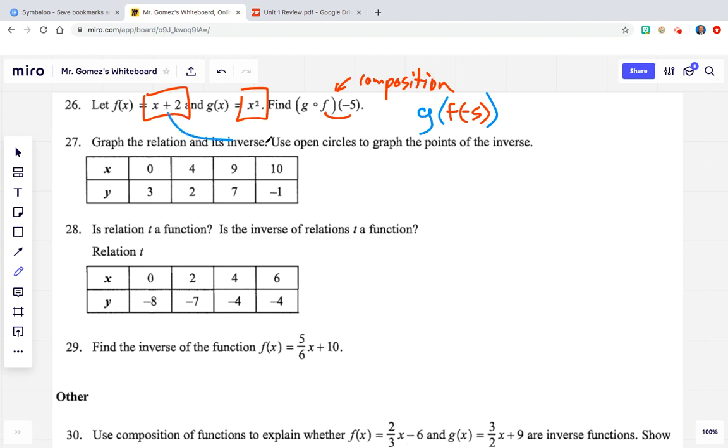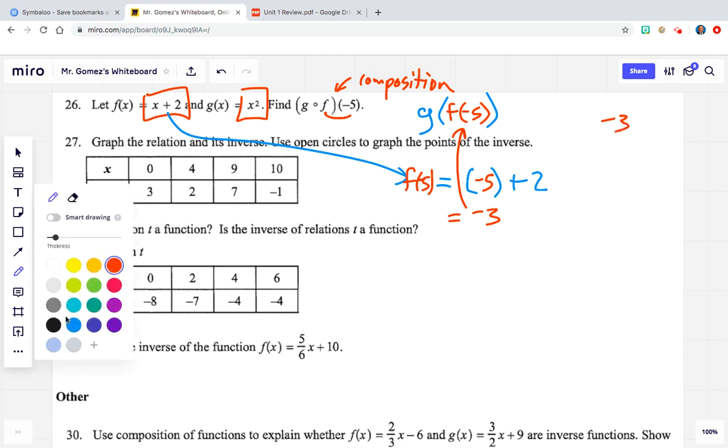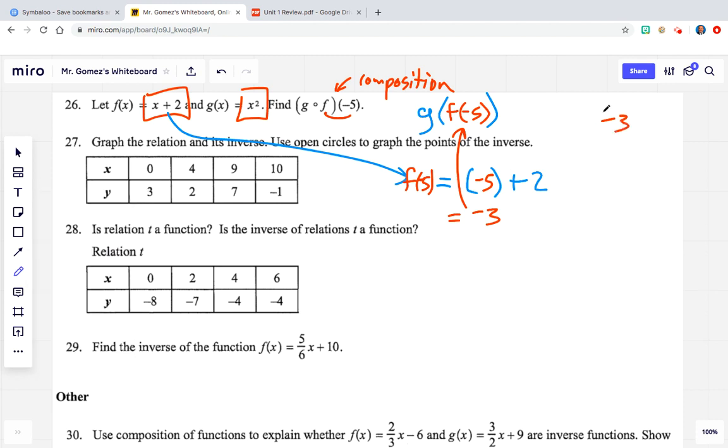So I'm going to use f of x, and I'm going to build the function. So where x is at, I'm going to leave a placeholder, basically, for this -5. Okay, so we'll put -5 here, and thus f of -5 is equal to -5 plus 2, which equals -3. So this piece right here ended up becoming a -3. And what we're going to do is we're going to now take that answer and we're going to plug it into g of x, okay?